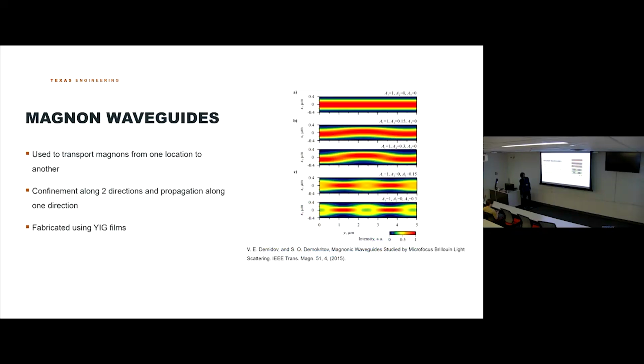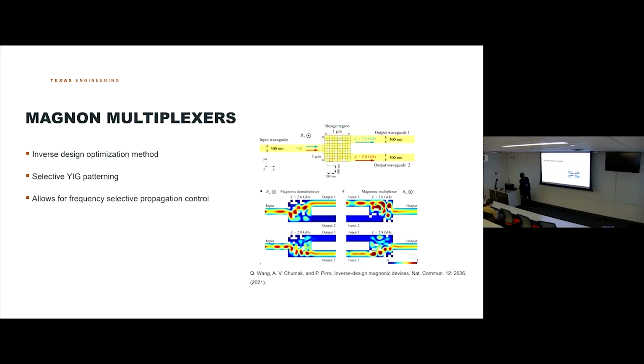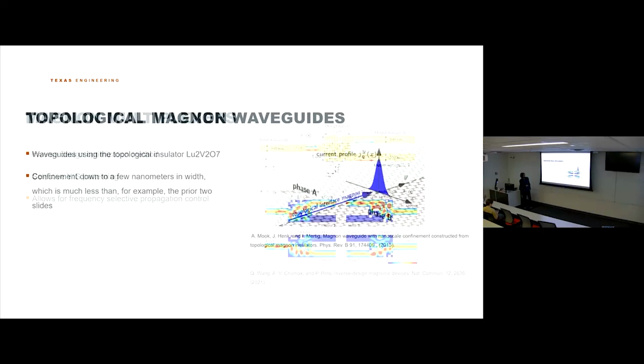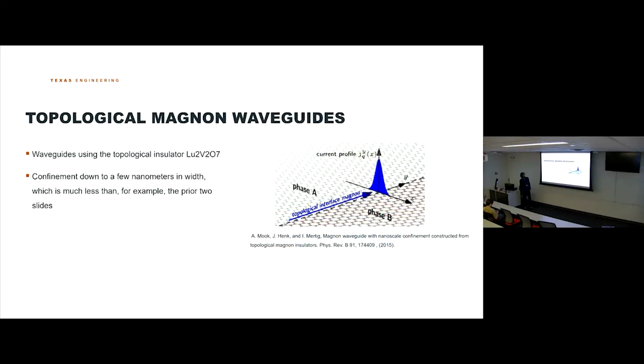For example, in the past, we see that this is an 800 nanometer width to the waveguide. And over here, these are 300 nanometers. But the barrier between topological insulator phases can be down to even a few nanometers. So this allows for much higher density networks if you want to transport multiple different magnons.